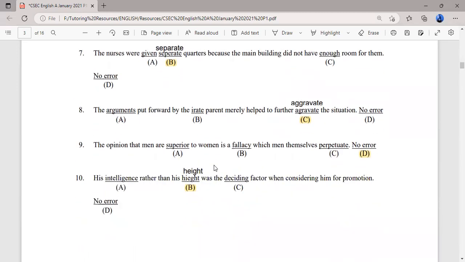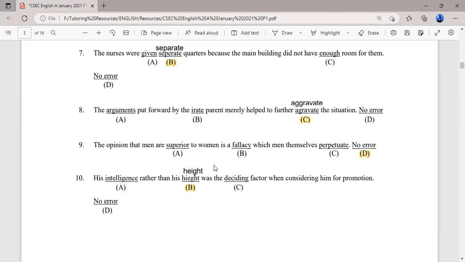Number 8, the arguments put forward by the irate parent merely help to further aggravate the situation. Aggravate is spelled incorrectly. It's supposed to be spelled with 2 G's. Again, write down the words that you spelled incorrectly, go over them, etc. Number 9, the opinion that men are superior to women is a fallacy which men themselves perpetuate. All the words in this sentence are spelled correctly, so we choose no error.